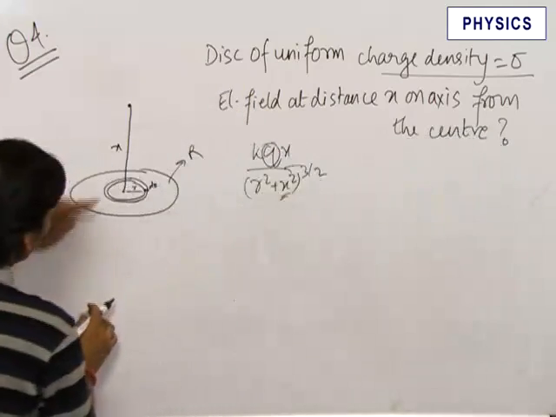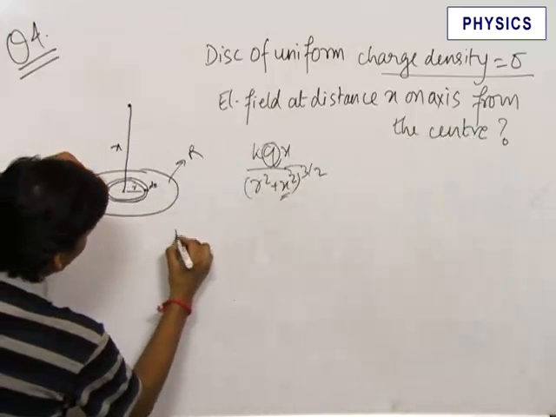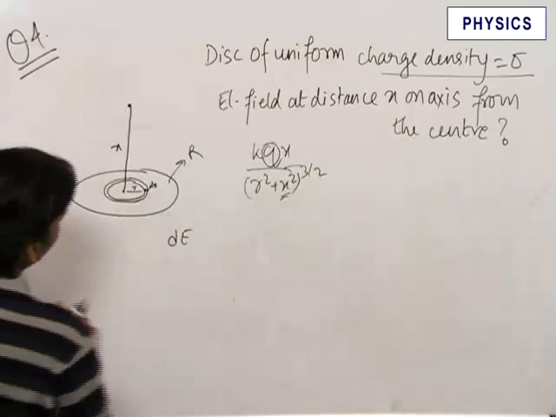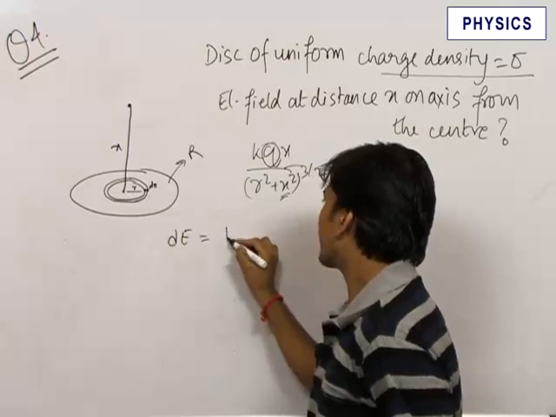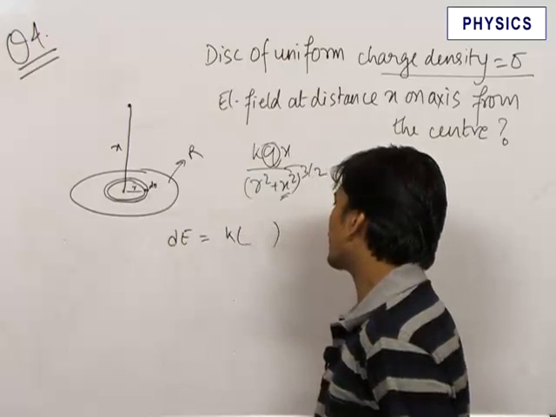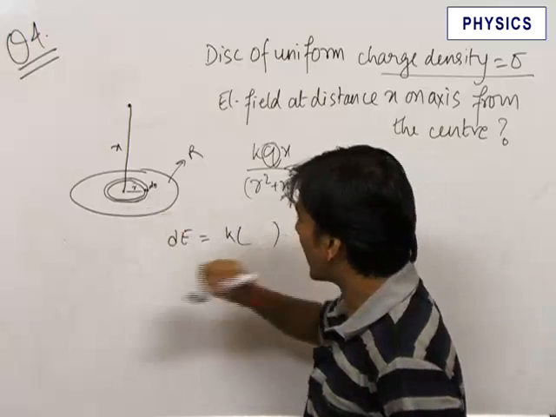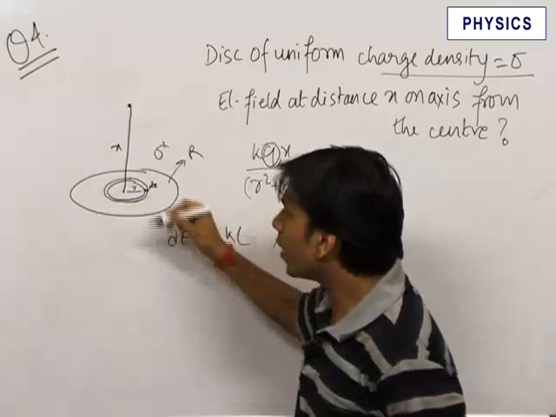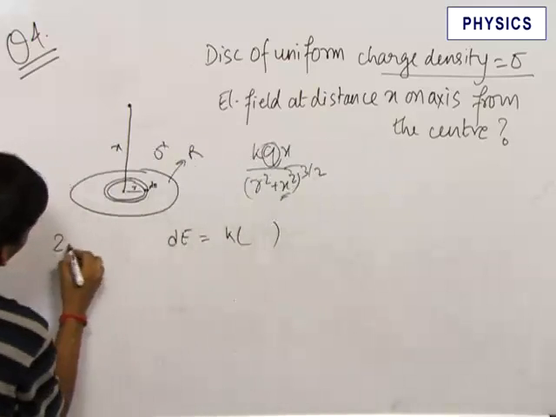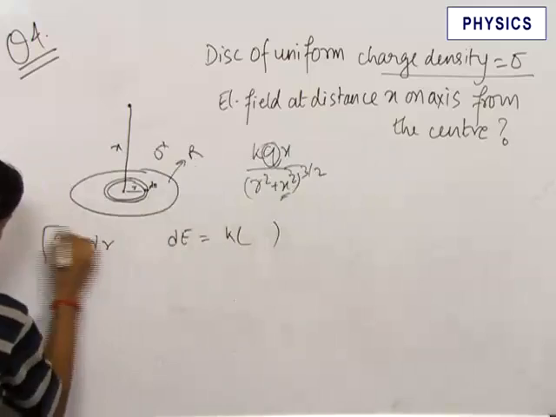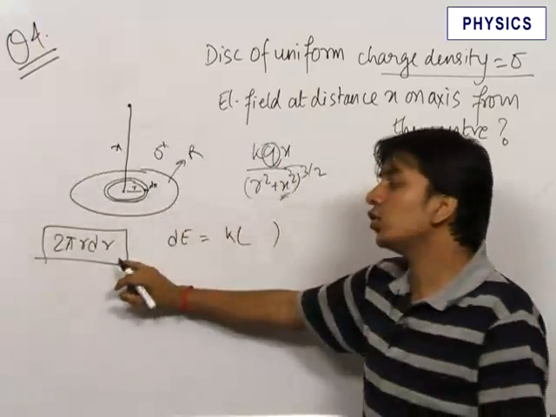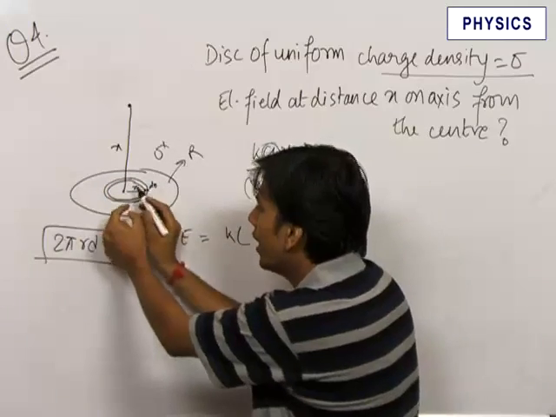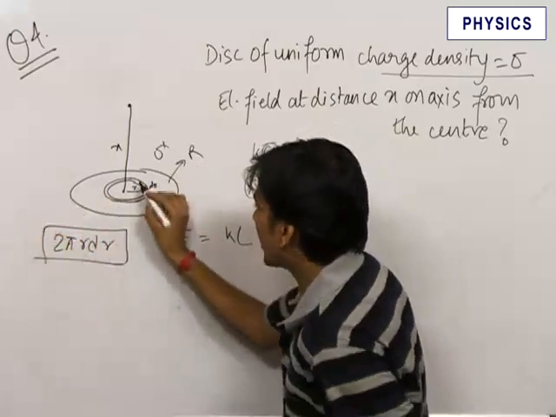So using this, we write down the small electric field dE due to the small ring at this point to be equal to k into the charge of the ring. The charge of the ring can be written as sigma into the area of the ring. The area of the ring can be written as 2 pi r into dr. This is a direct way to write it. You can imagine 2 pi r as the circumference of the ring into dr. That becomes the area of the ring.